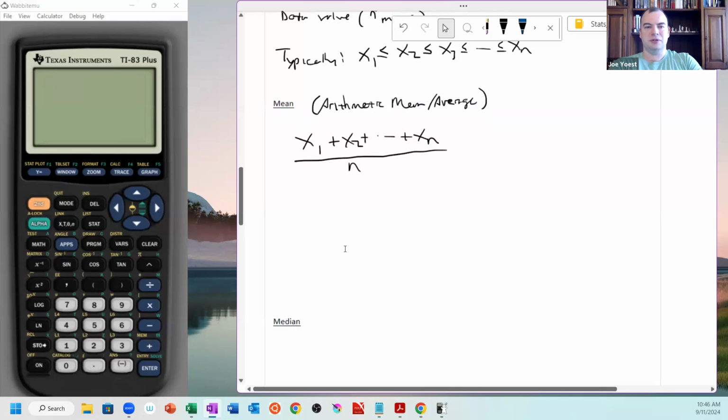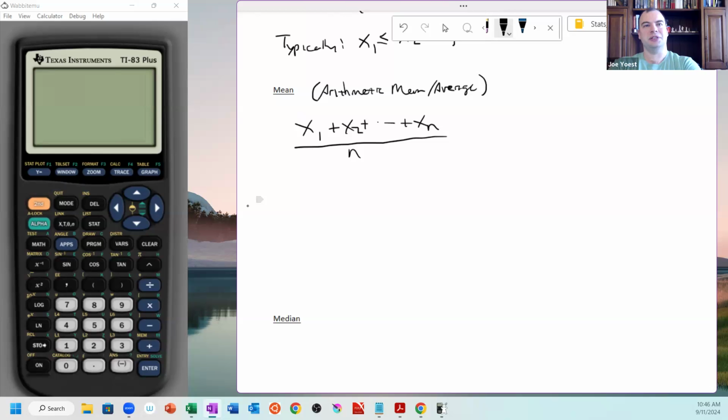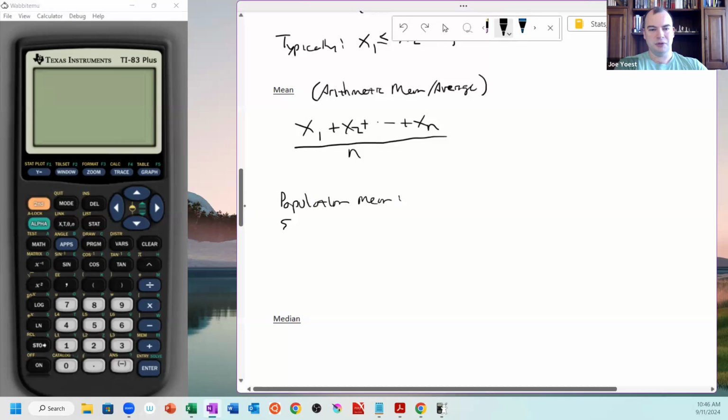Now we have a bit of notation for the mean, and at this point, this will seem quite pedantic, but it actually is a very important idea, especially starting in, say, chapter 6 and moving on to chapters 7 and 8. For each of these measures, we have two versions of them in a sense. We have a population version and a sample version. So we have a population mean, and we have a sample mean.